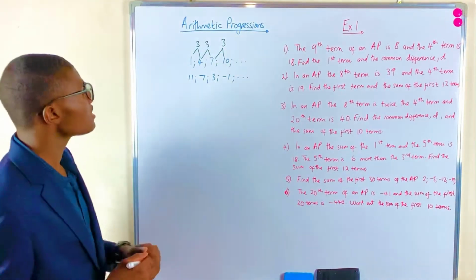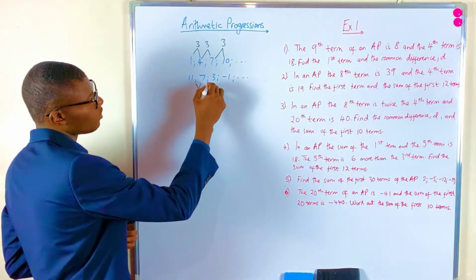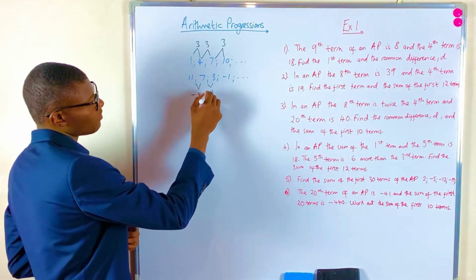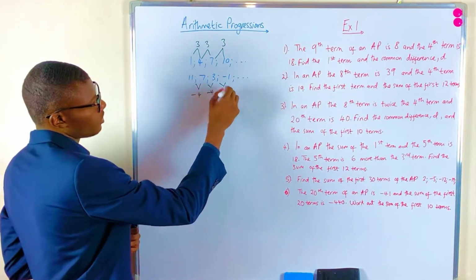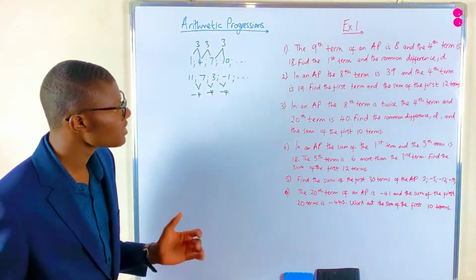And the same with the second sequence. Here the common difference is minus 4, and then minus 4. So a common difference of minus 4. So these are what we call arithmetic progressions.